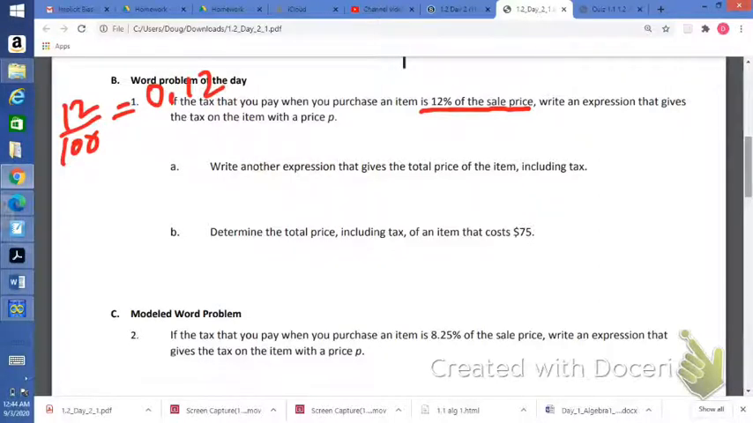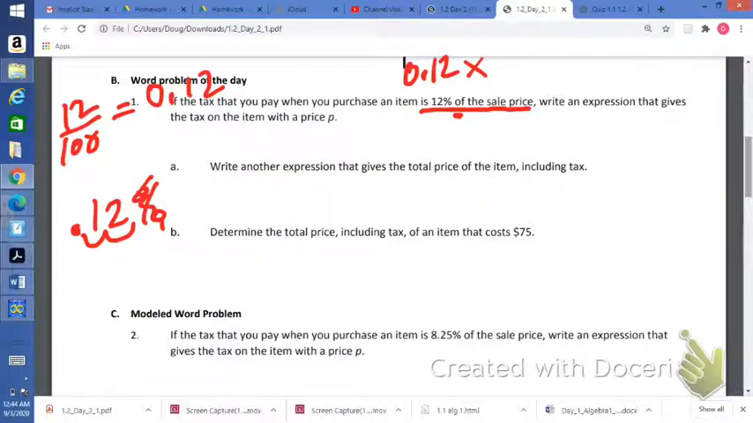Alright, so the shortcut is if something is 12%, take the decimal point and move it over to the left 2, put it there, and then get rid of the percent, so 0.12. Whatever's easiest for you, but 12% is 0.12. We see the word of. Of means multiply. And then we have the sale price.